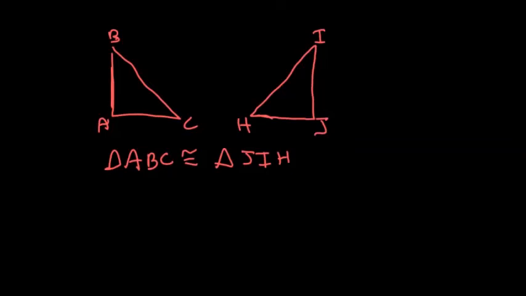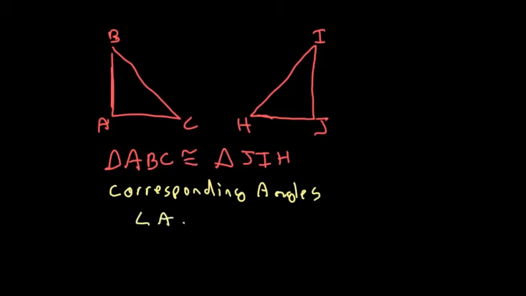Alright, and now the last thing we'll do is corresponding parts. So triangle ABC is congruent to JIH. For our corresponding angles, you just need to match up the letters. So angle A corresponds to angle J. Angle B corresponds to angle I. And angle C corresponds to angle H.